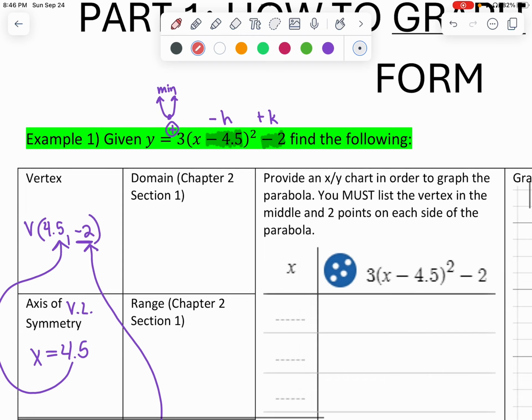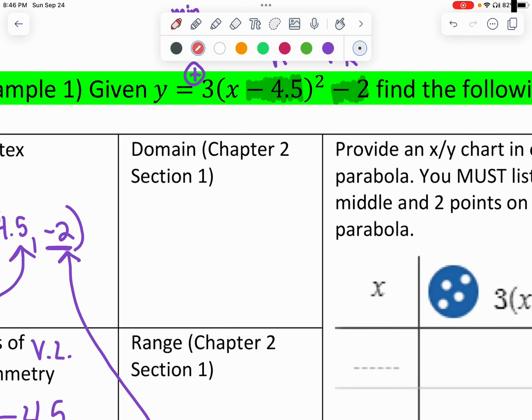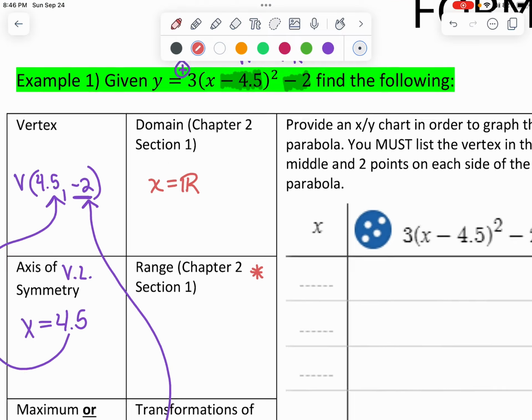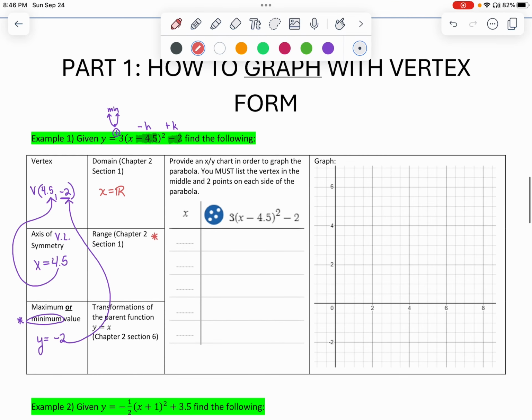Now your domain. We've already talked about domains. This domain is going to go left and right forever, so it will be x equals all real numbers. I'm going to save the range until you can see the graph. Now it's time to actually graph this parabola. And it will be a parabola because it's the graph of a quadratic.